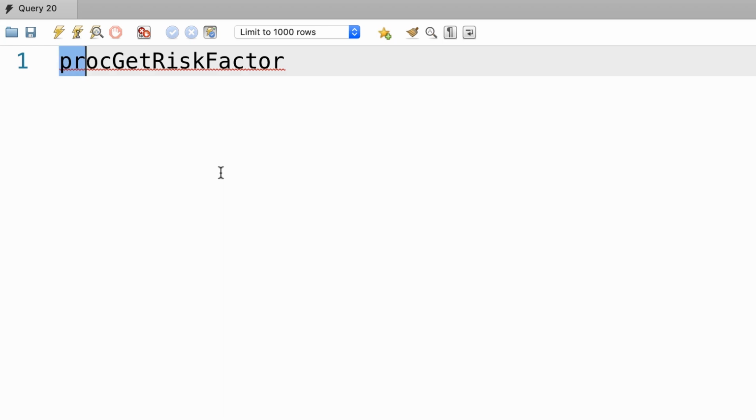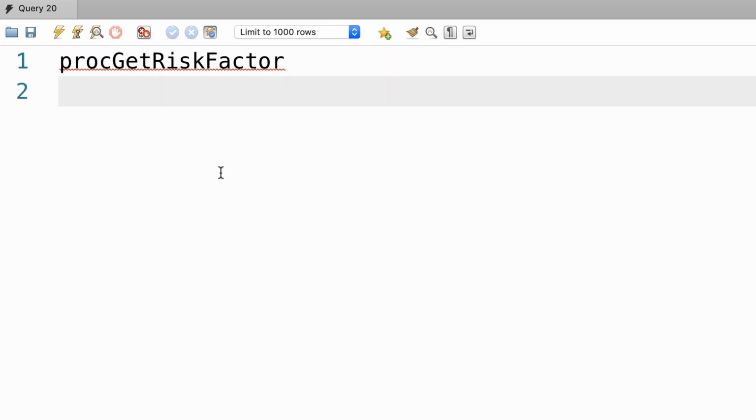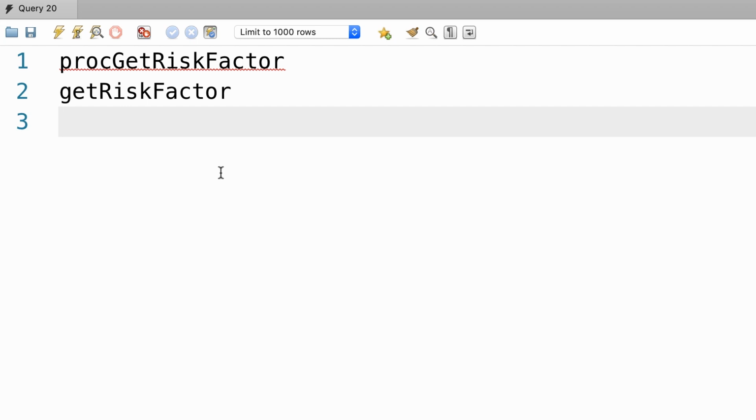There are other people who think this proc or any other prefix is unnecessary, so they prefer to call this procedure getRiskFactor. In this course, I told you to use an underscore, so we call this procedure get_risk_factor. Again, some people love this, some people hate it. Don't waste your time arguing about these things. There is no such thing as the very best naming convention. You can never make everybody happy.